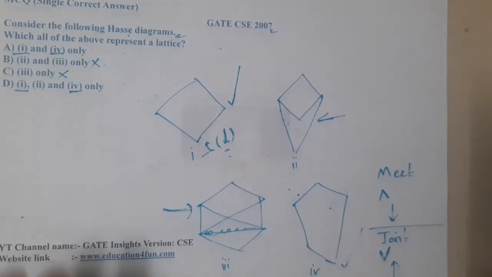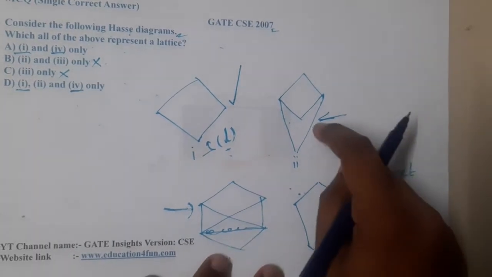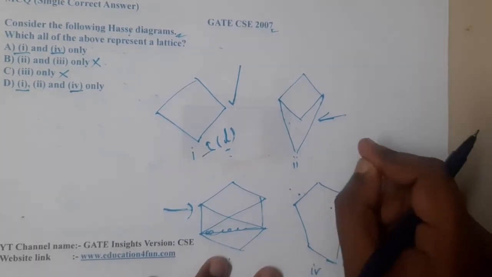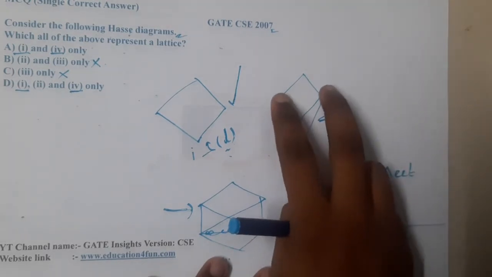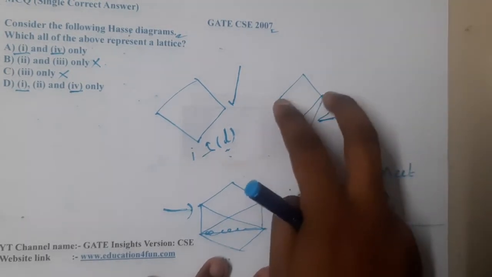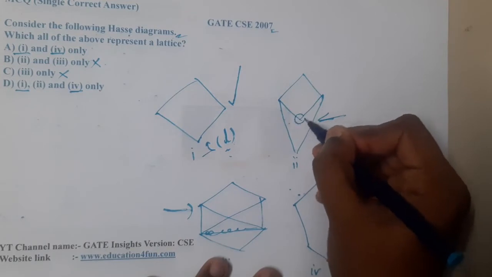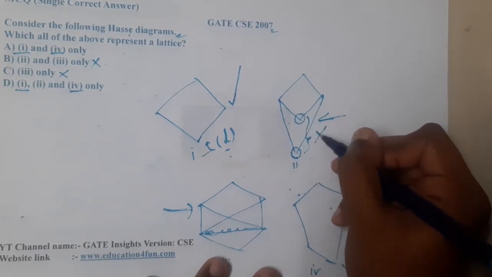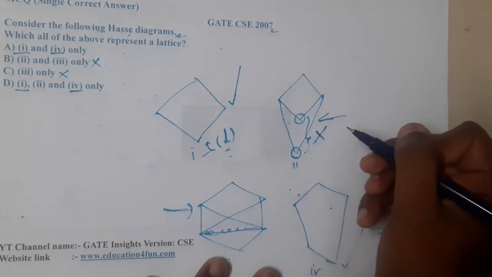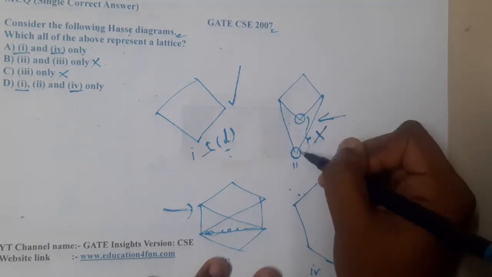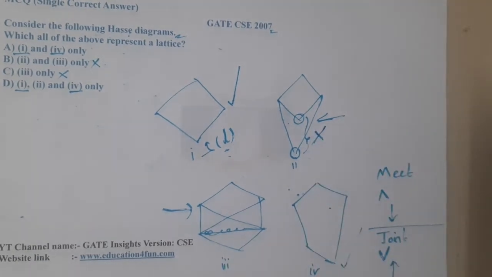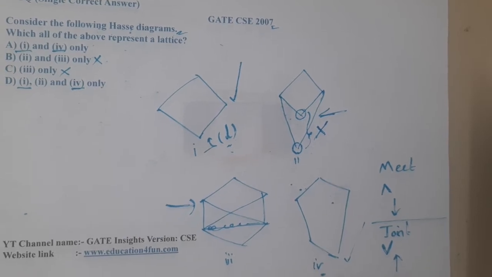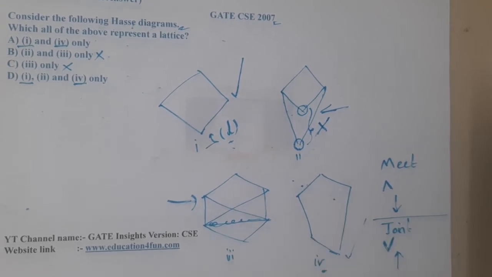When it comes to the second, it is having a slight problem. The lower part is nothing but the meet. So here it could be a meet, here also it could be a meet. So there is a huge confusion here. With that simple understanding, you can eliminate this. To be clear, it is having two different meets, or you can say it's not even having any meet, because it's not having a single meet. So let us continue with the next option now.